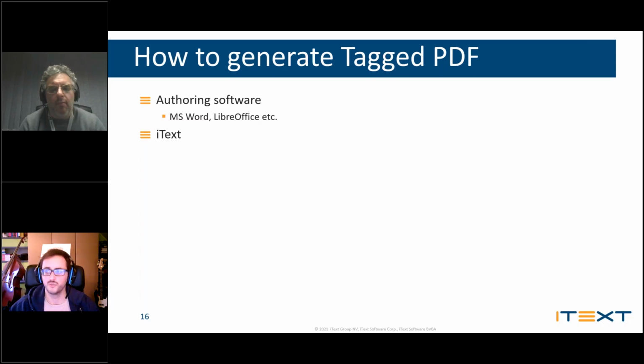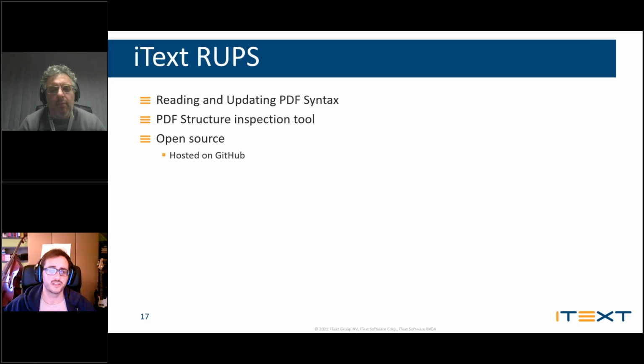They have exporting to PDF, PDF UA, and other PDF standards options. With iText, we have a few options available out of the box. But first, I want to introduce you to a tool that I use on a daily basis. It is called iText RUPS.